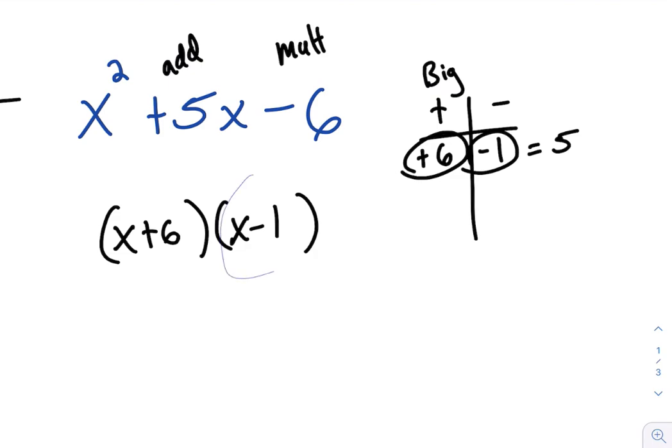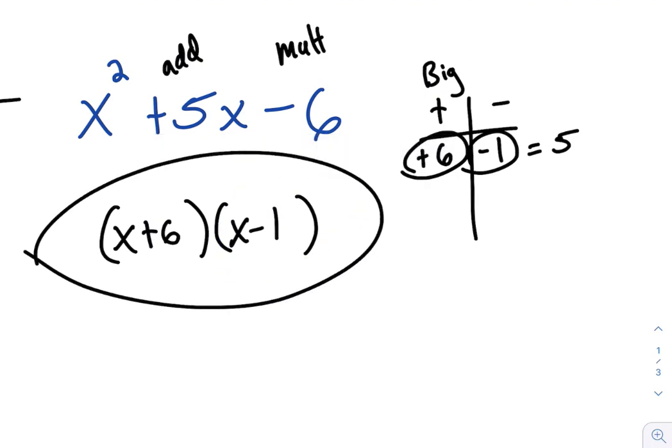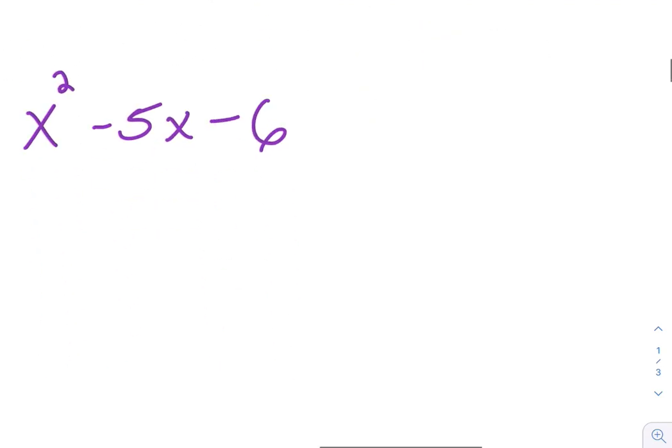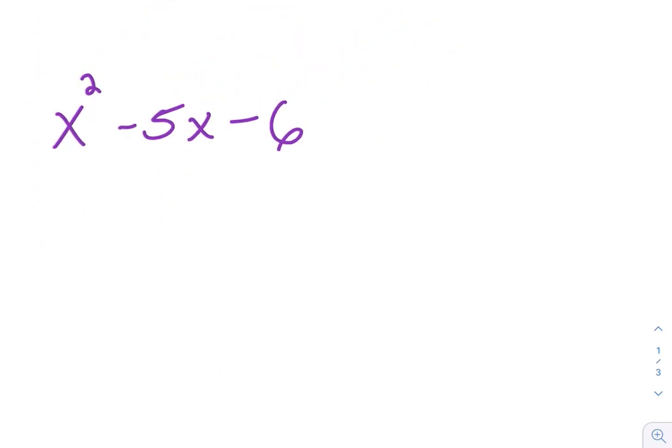And again, the order of this doesn't matter. I could have also put the minus 1 first. And now I have my answer. That's the factored form of this quadratic. All right, so let's take a look at the last one.